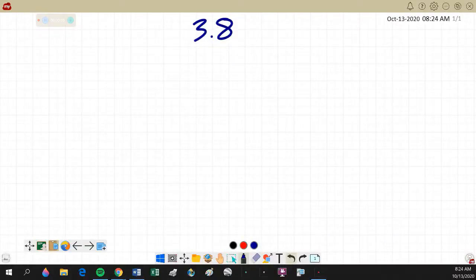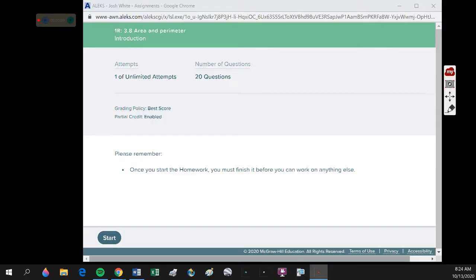Today we're working on 3.8. It's kind of a blend of area and perimeter. A blend. We're blending today.